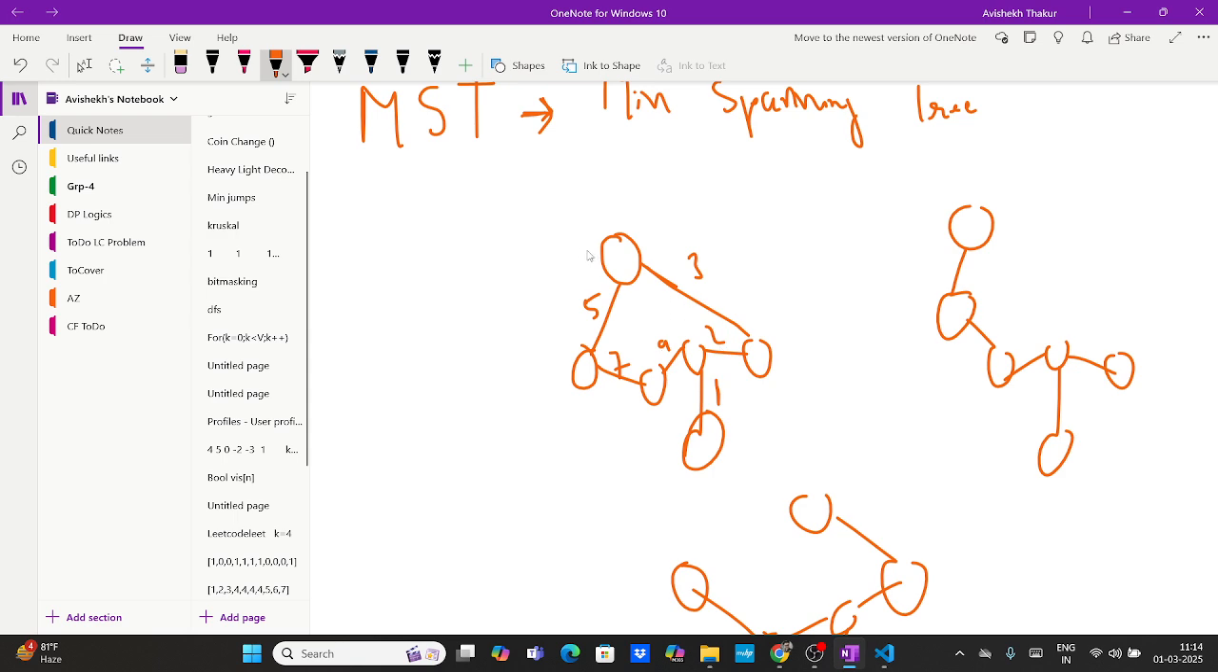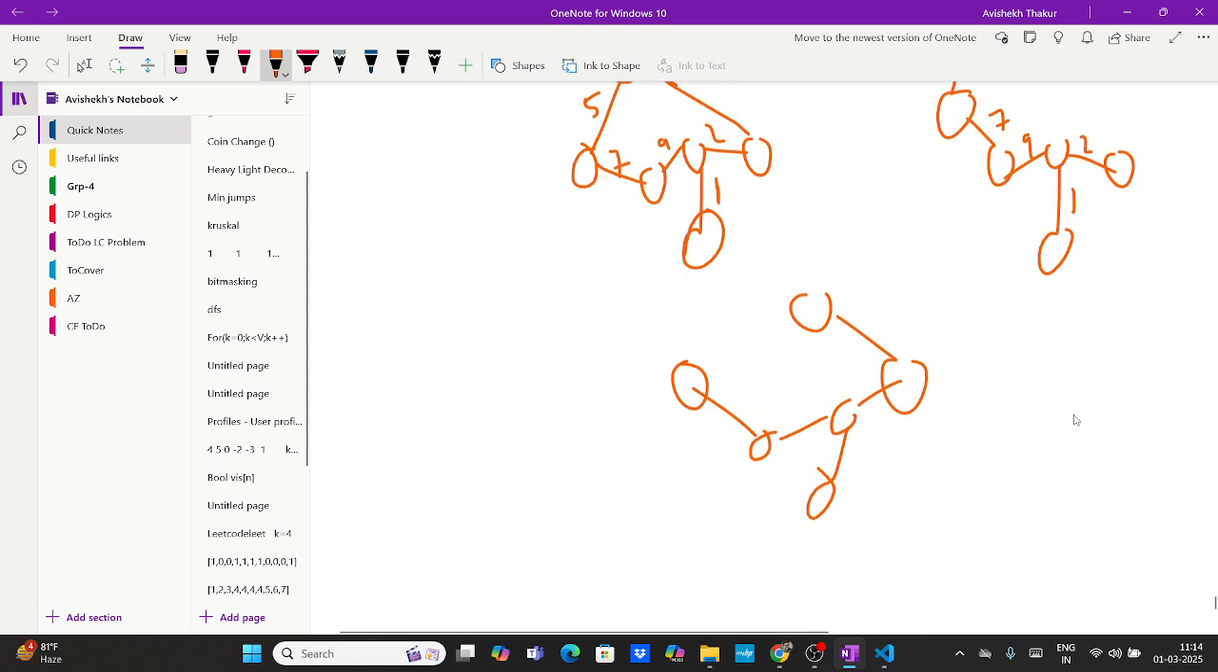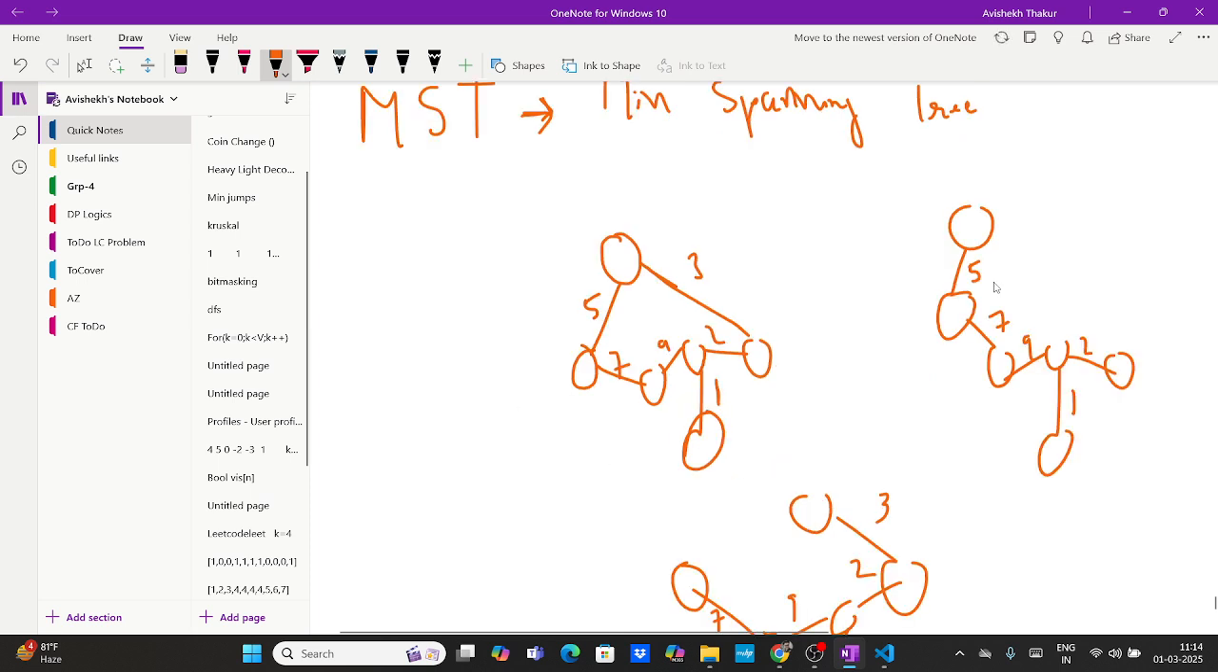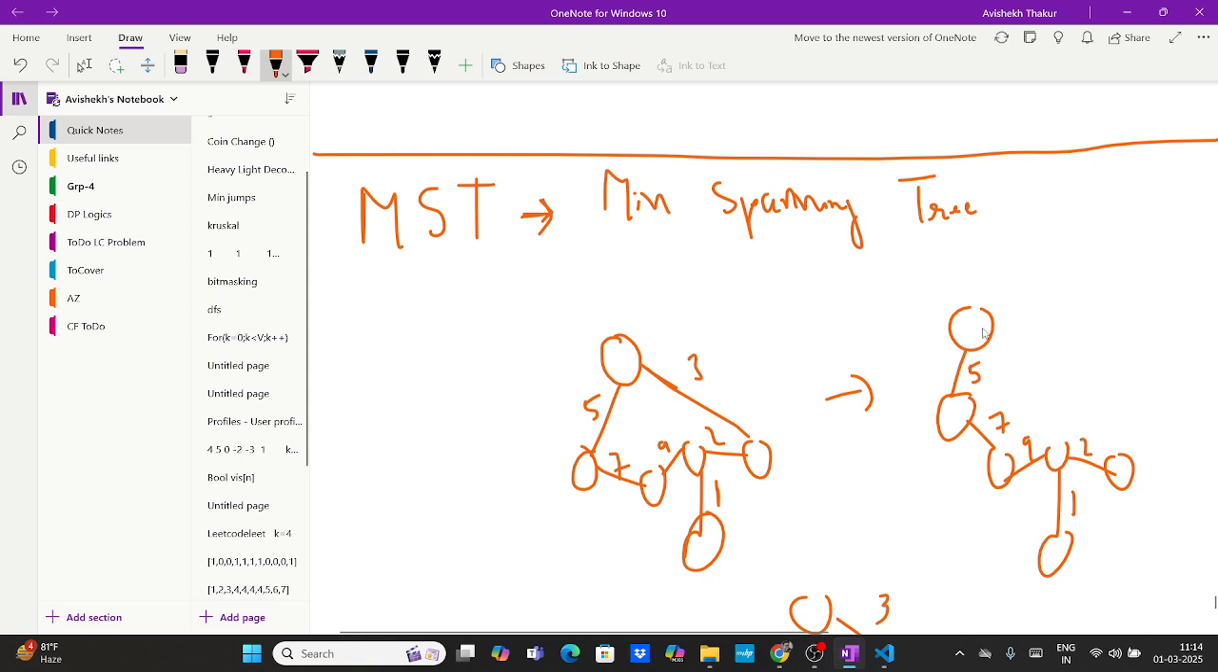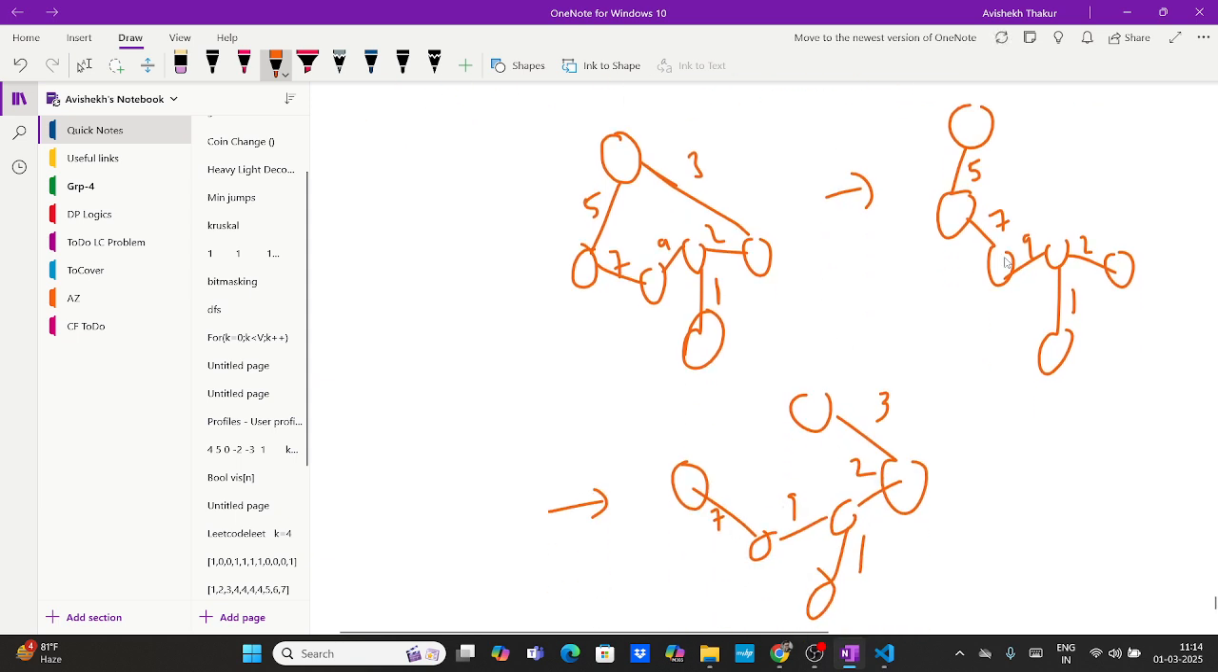Out of all of them, you have some weights associated: 5, 7, 9, 2, 1. Here you have 3, 2, 1, 9, 7. Out of all the trees, these are known as spanning trees. A spanning tree is the same as a tree: from each node you should be able to reach any other node. What's a minimum spanning tree? The tree which has the minimum cost. I guess this is the one which has less cost, right?